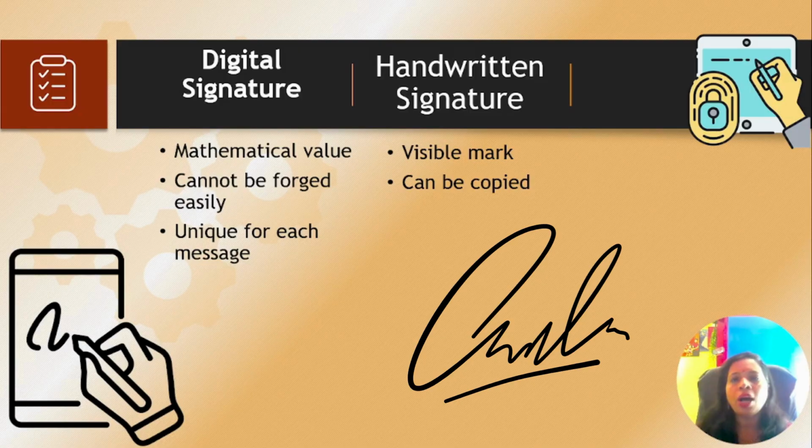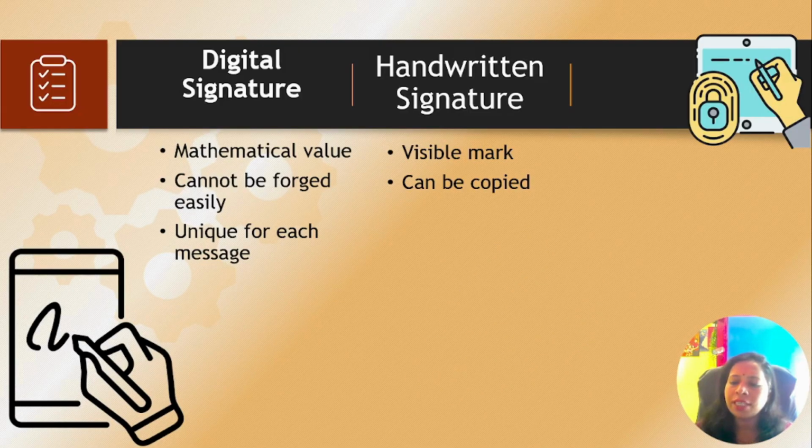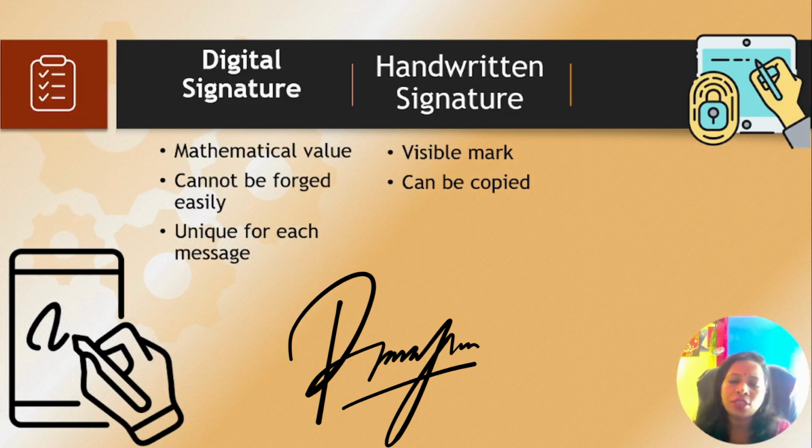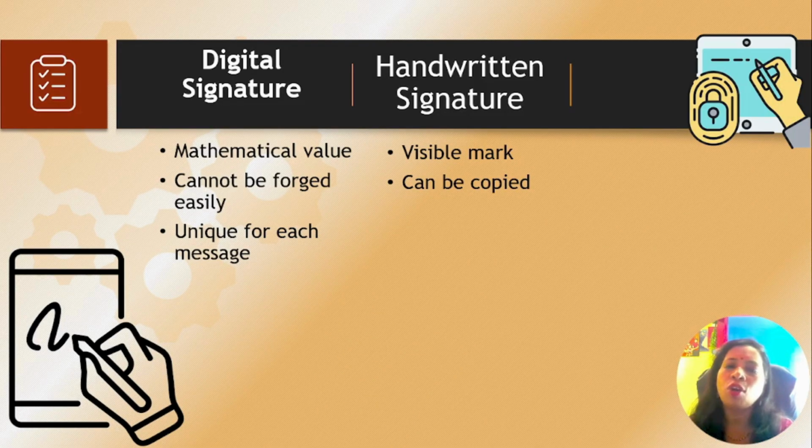Now, what is the difference between a digital signature and a handwritten signature? Unlike a handwritten signature, a digital signature is not an image or a scanned copy. It is a mathematical value generated using cryptographic algorithms, meaning it is unique for each message and cannot be copied as handwritten signatures can be copied.